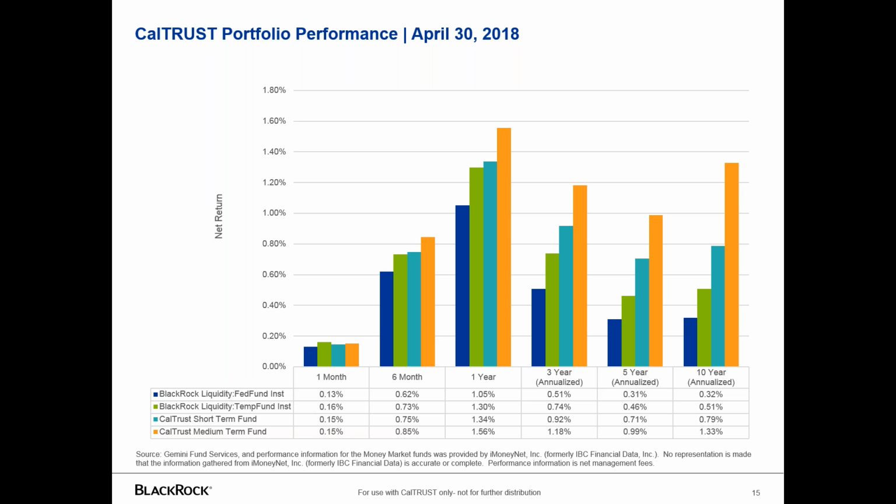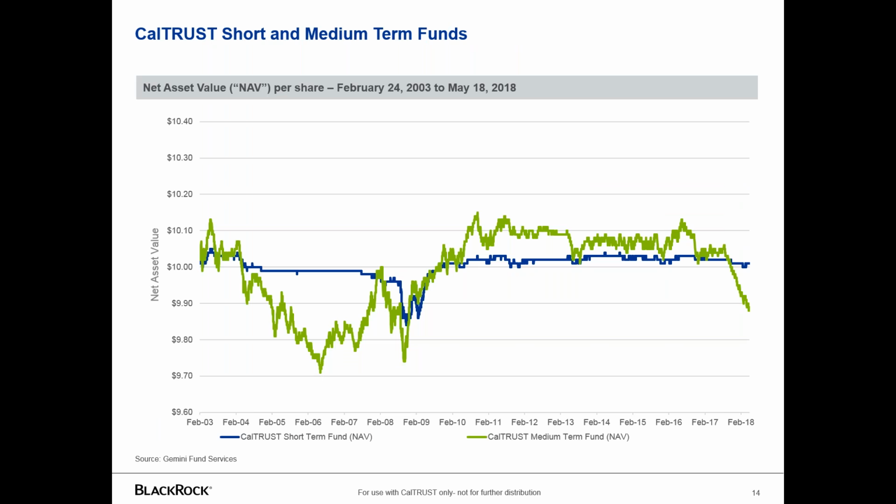We can go back to slide 14 again, just to look at the NAV volatility of the medium-term fund, which is the green line. Again, it's more volatile. It's got a longer duration, as expected, and the idea is over a longer period of time, it should produce a better return than the short-term fund or the liquidity funds.